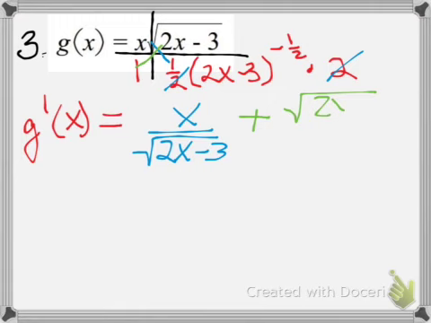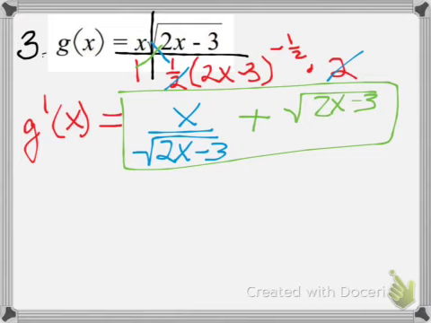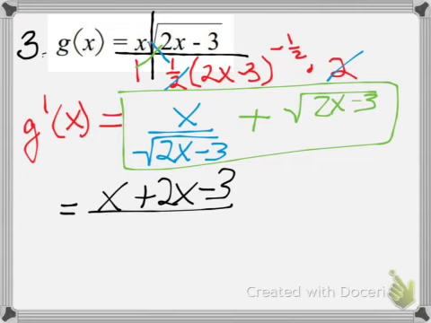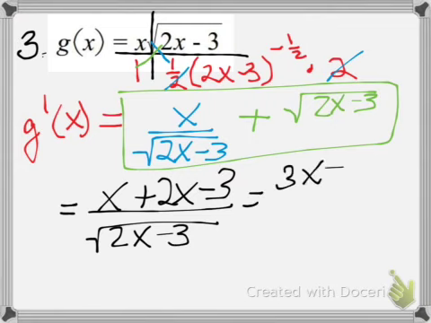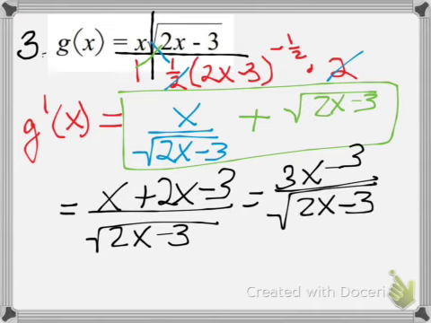Square root of 2x minus 3. And I will take that as an answer. But just like in class, if you want to be fancy, you would find a common denominator and multiply the top and the bottom by the square root of 2x minus 3. You would get x plus 2x minus 3 over the square root of 2x minus 3. And so your answer would be 3x minus 3 over the square root of 2x minus 3. And I would take that as an answer as well.